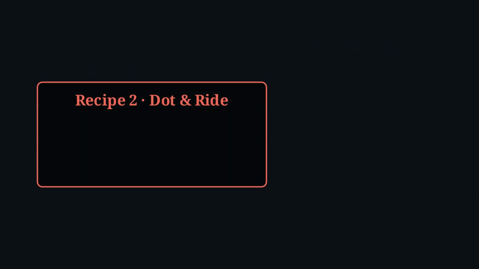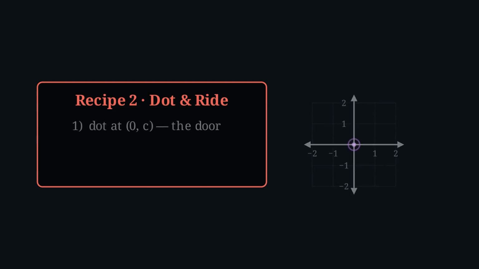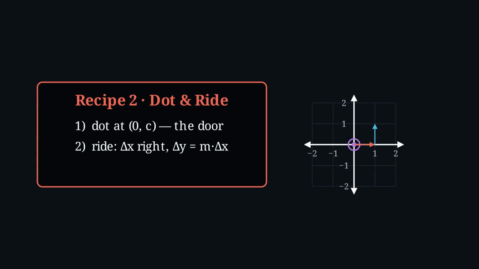Recipe 2. Dot and ride. Plot the y-intercept, the door, mark the point (0, c). Then ride the slope: move right by a positive delta x you choose, 1 or 2 units, and move vertically by delta y equals m times delta x. Up if it's positive, down if it's negative. Mark the second point, and draw the line through both.